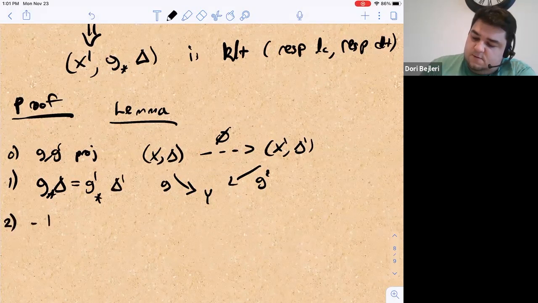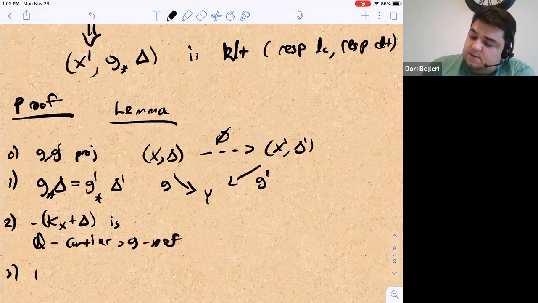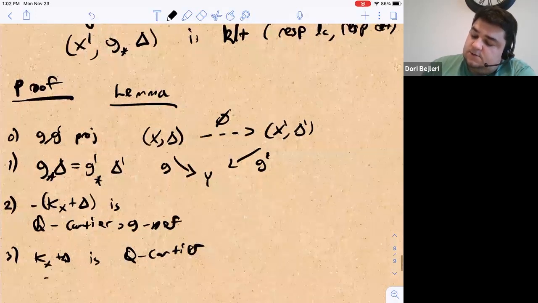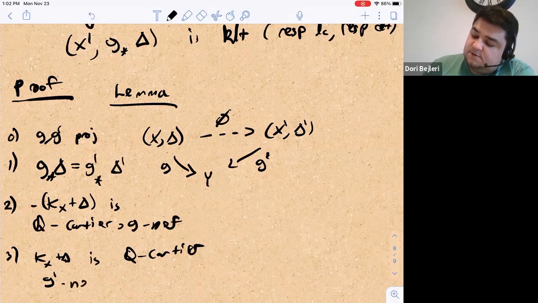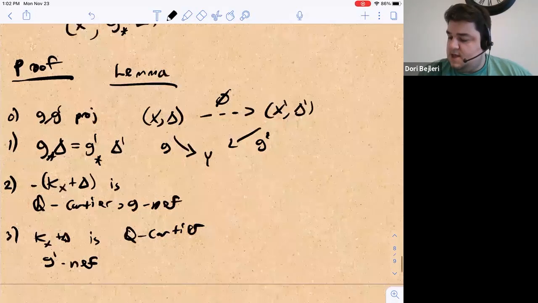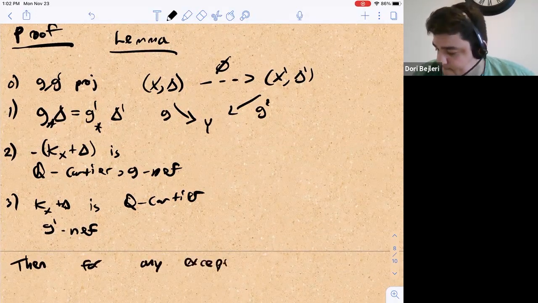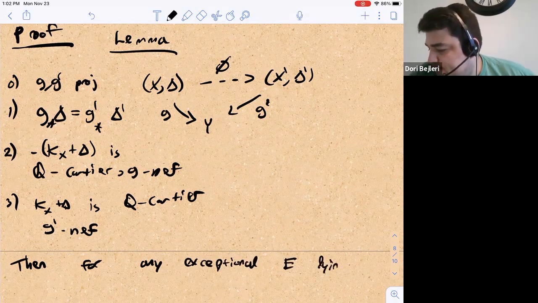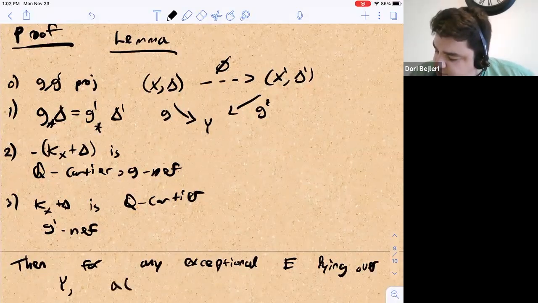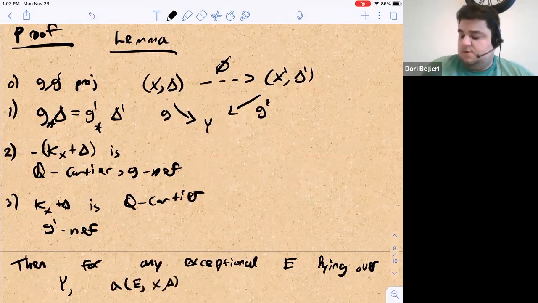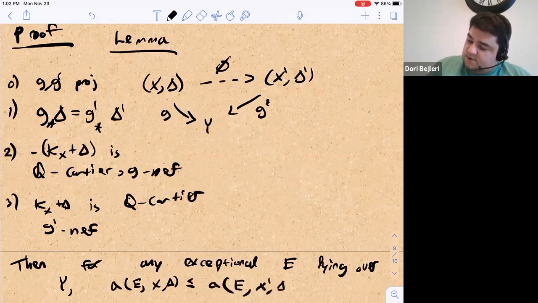Two, that minus (K_X plus Delta) is Q-Cartier and g-nef, and that K_X' plus Delta prime is Q-Cartier and g prime-nef. So note there's a minus sign for g and there's no minus sign for g prime. Then for any exceptional divisor E lying over Y, the discrepancy of this divisor for the pair (X, Delta) is less than or equal to the discrepancy for (X prime, Delta prime).